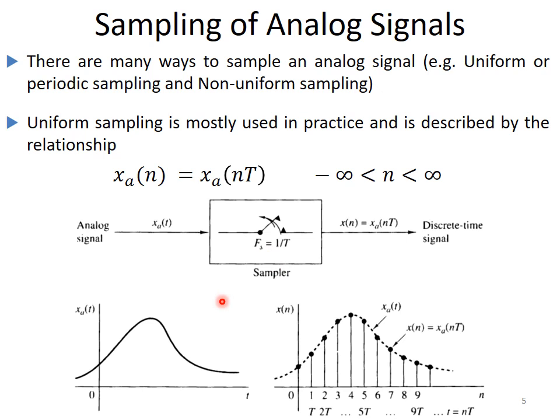Now we can think of a sampler as an ideal switch which turns on momentarily after each T seconds. When a continuous time signal or the analog signal is applied at the input of the sampler, then this sampled sequence is produced. Each sample is spaced T seconds apart. The reciprocal of T is the sampling frequency.